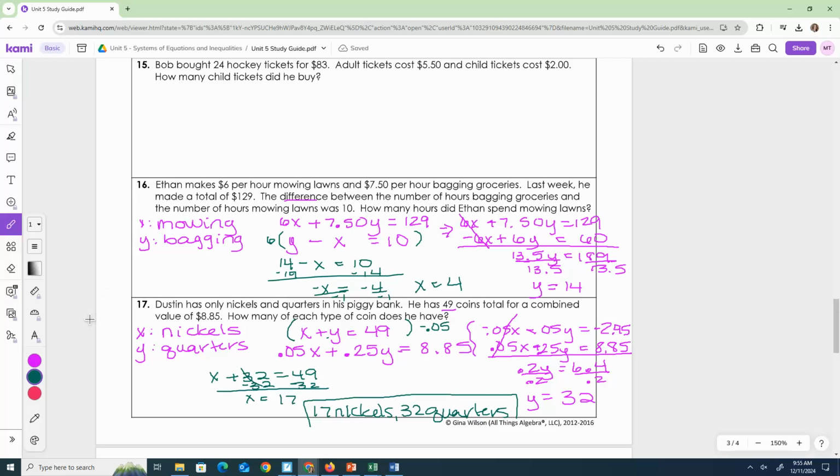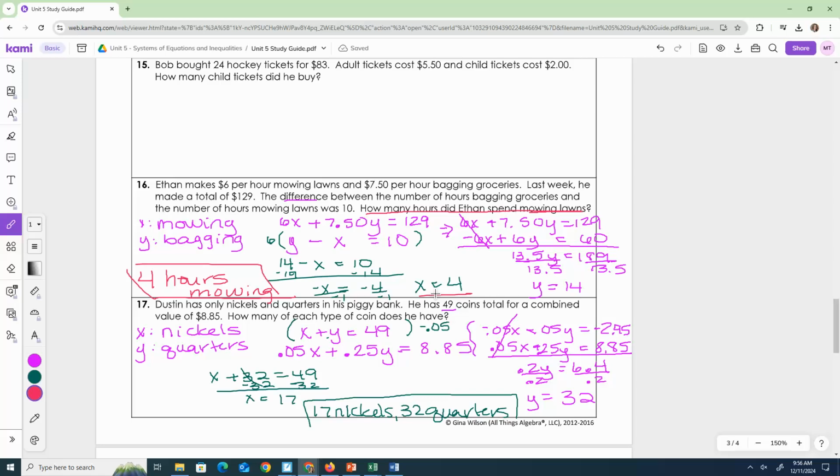Then we have to answer the question. This time I didn't say how many hours do you spend each. I just want to know how many hours do you spend mowing lawns. Which variable is mowing lawns? X. X is 4. So we have 4 hours mowing. 4 hours long. Is that one okay?